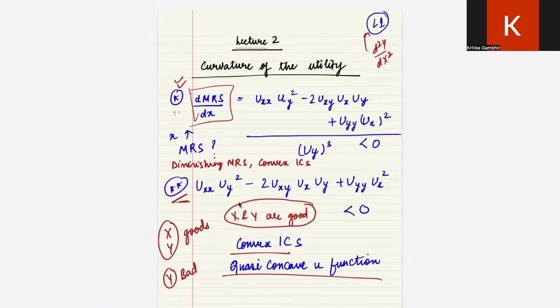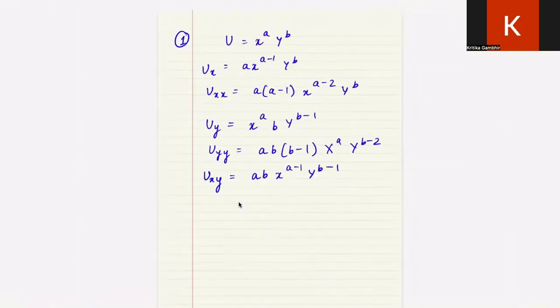अगर ये satisfy हो रही है और दोनों commodities goods हैं, so ICs are convex to the origin. I don't need to use this condition. और जहां पर एक bad है तो उसके लिए मैंने lecture number 1 में I have already solved a question. So for this lecture, I won't solve this condition. This has already been done in lecture number 1 numerical series. So now let's start curvature.